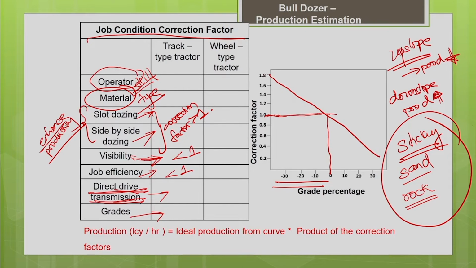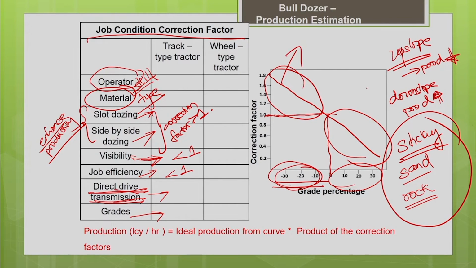This curve you can get from the equipment handbook or the literature. Okay, I have just drawn it approximately to show you. So if you are working down the slope, my correction factor is greater than 1. If I am working up the slope, my correction factor is less than 1. It is because down the slope my productivity is going to be high, and up the slope my productivity is going to be lesser. That is why my correction factor is less than 1. Once you take the correction factors from the literature or the equipment handbook, and you have chosen the productivity value from the ideal curve, you multiply both, and you will get the real production value for the actual project condition. So this is how you have to estimate.